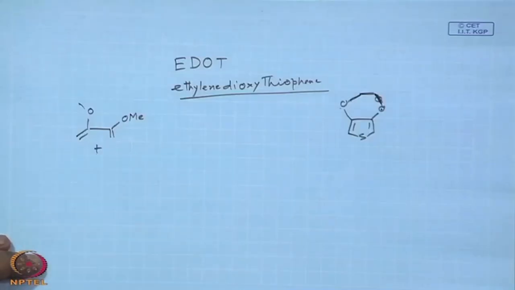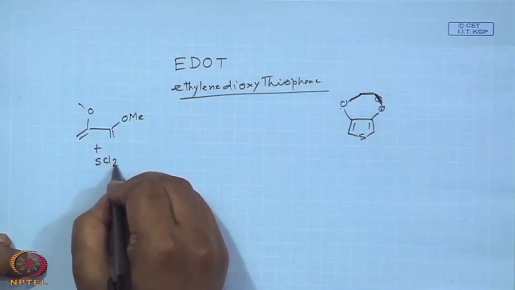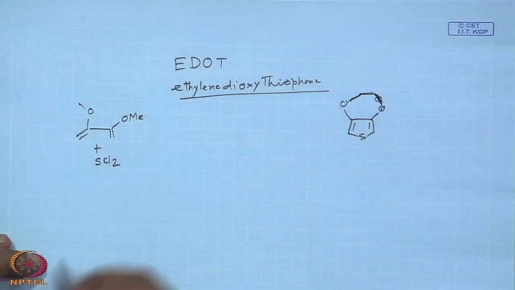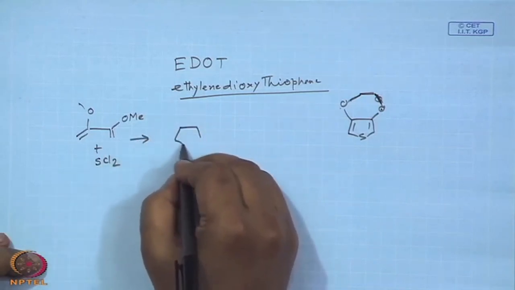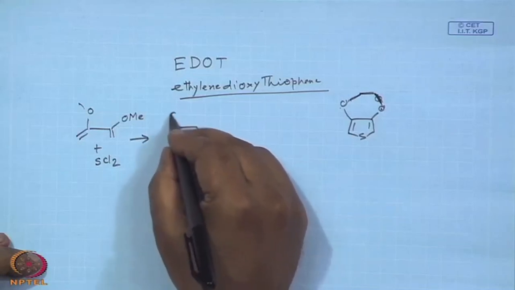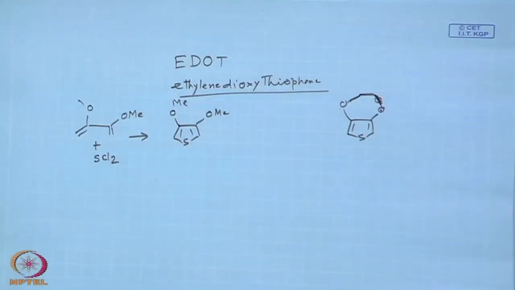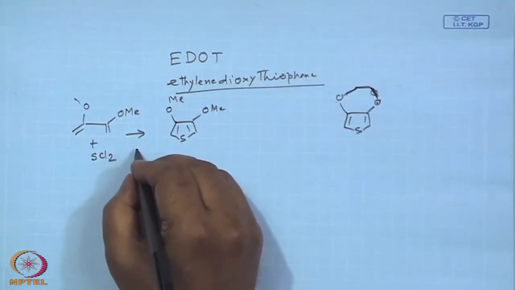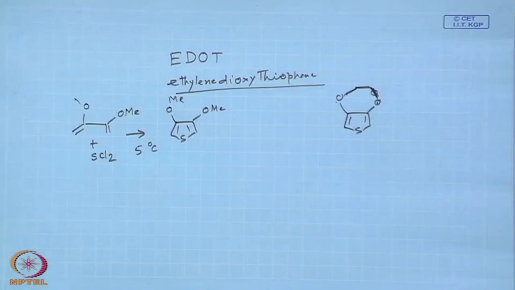what is the other reagent that you can think of? That means the reagent is a little new. Sulfur dichloride, and it gives straight away dimethoxythiophene. Pretty easy, looks good, right? And see here, the temperature of the reaction is only 5 degrees centigrade. You mix them, such a nice one.